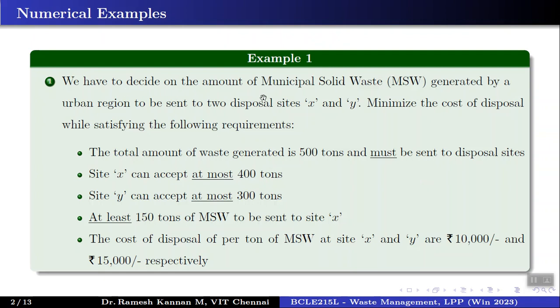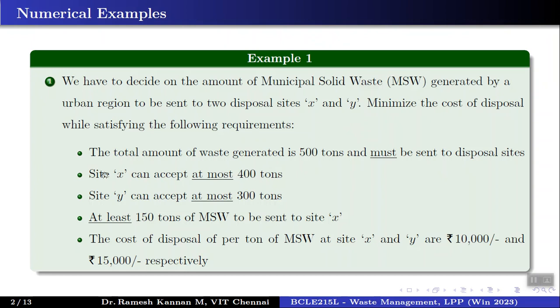We have to decide on the amount of municipal solid waste, which is MSW, generated by an urban region, that is to be sent to two disposal sites, say X and Y. We need to find out the minimal cost of disposal at both the sites by satisfying the following constraints. The constraint number one is the total amount of waste generated is 500 tons, which means that X plus Y, the entire solid waste generated in the urban region, is 500 tons, and that must be sent to disposal sites. So no quantity should be left aside.